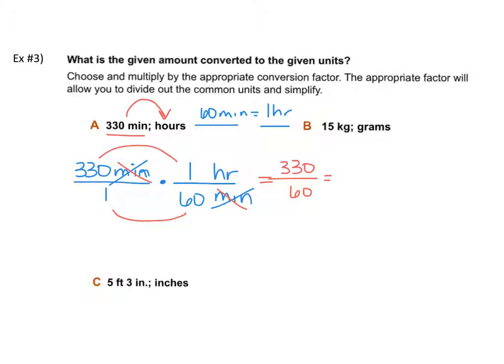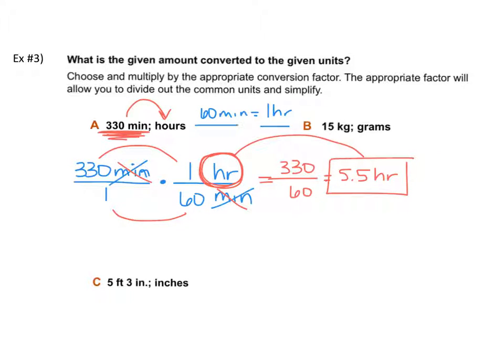So that's my new rate, but we want a unit rate, which means we want our denominator to be 1. How do I do that? You divide. You're gonna plug in 330 divided by 60, and you get 5.5. Whatever your units were that were left, that's your units for your answer. So your answer is 5.5 hours is the same as 330 minutes. Does that make sense? We just multiplied by 1, right? But our numbers changed because we were multiplying using different units.